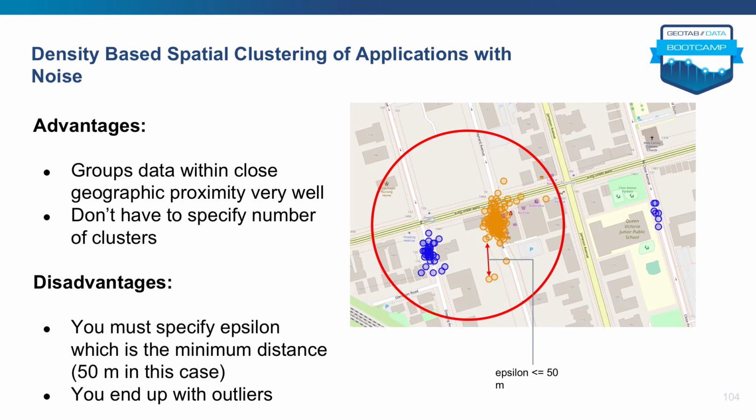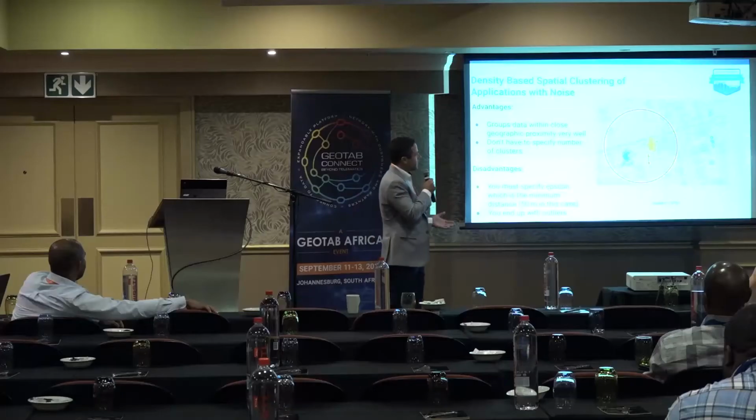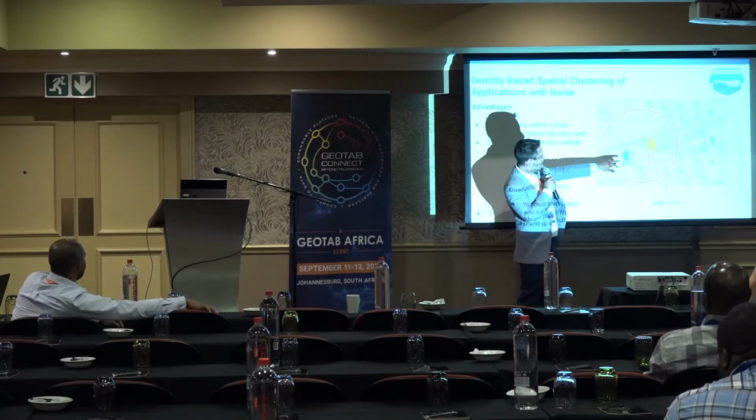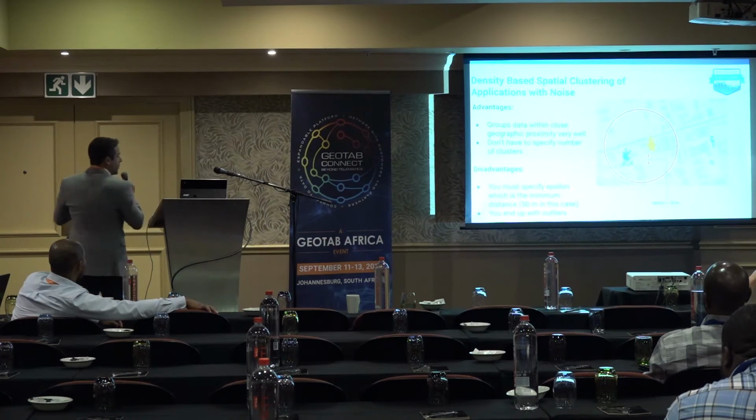So in this case, we've chosen 50 meters, and that does not a bad job over here, but over here, you're not getting the cluster and the zone that you necessarily need. So you end up with all of these different outliers.